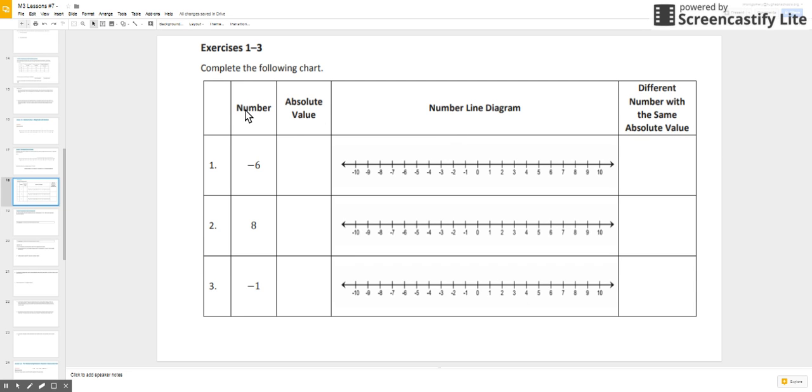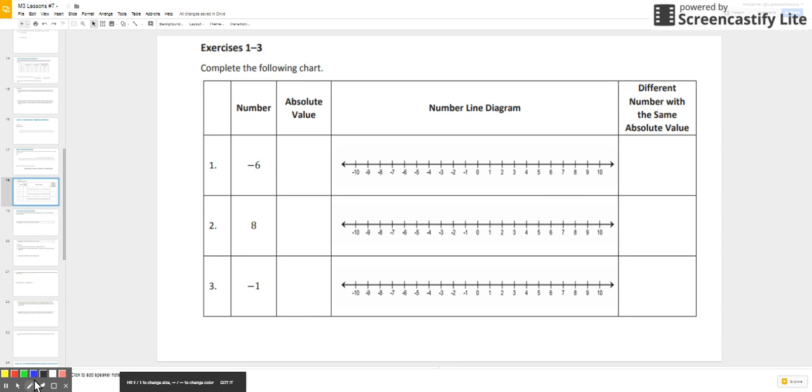All right, hello students. So now we're going to move on to exercises 1 through 3, and we're going to complete the following chart, based on the information I presented to you in the first video. If we look at example 1 here, they're giving us a number. We need to find its absolute value, identify it on a number line, and show it as a diagram. And then we're going to use a different number with the same absolute value. So let's go ahead and get started.